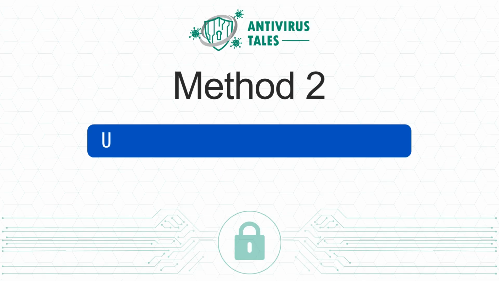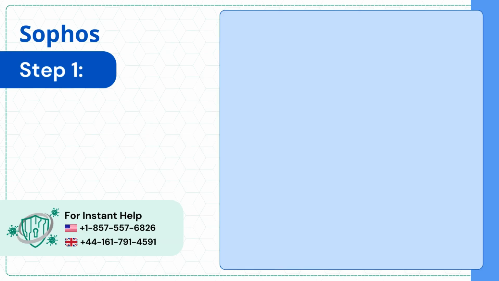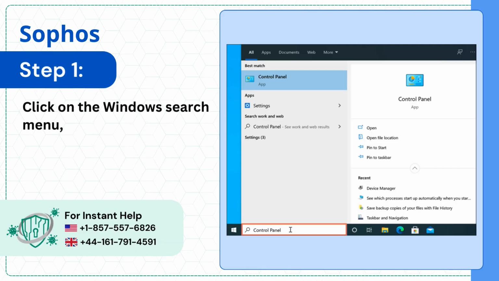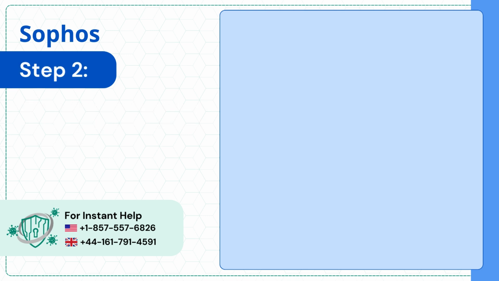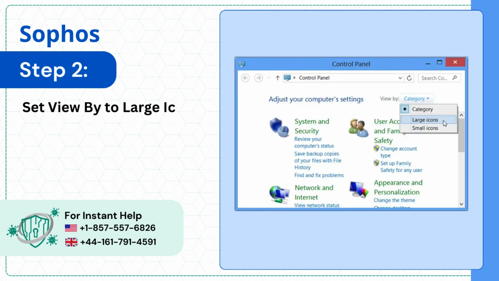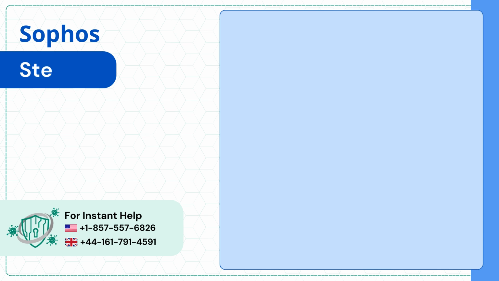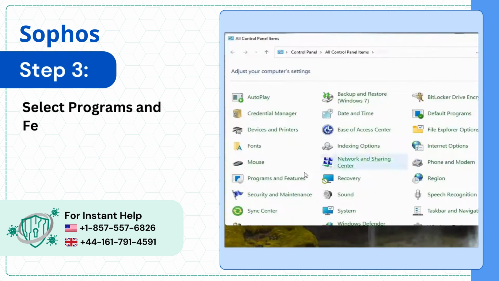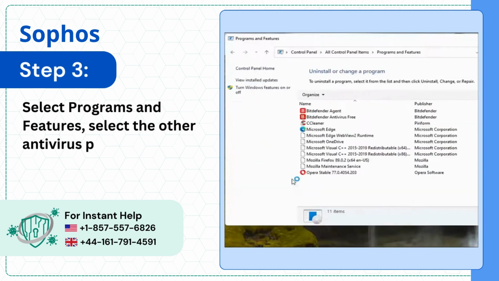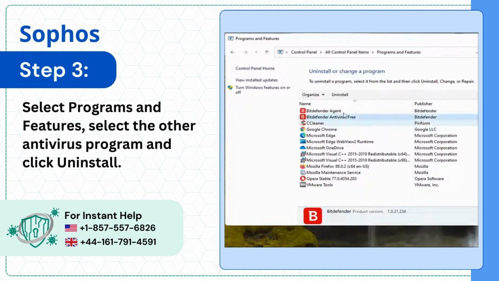Method 2. Uninstall other existing antivirus programs. Step 1. Click on the Windows search menu, type in Control Panel and open it. Step 2. Set View by to large icons. Step 3. Select Programs and Features, select the other antivirus program and click Uninstall.